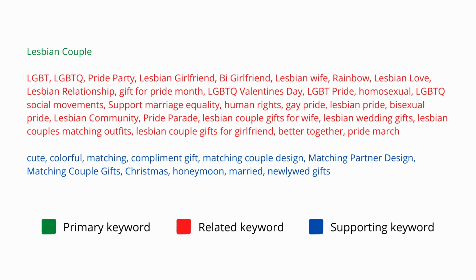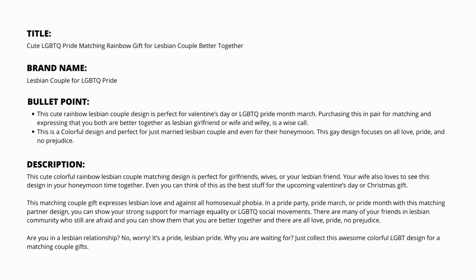Next, the blue color is for supporting keywords. Under supporting keywords, I can see some generic terms like cute, colorful, etc. For this kind of keyword, there is huge traffic and people also love to use these terms when they search for products, like cute rainbow lesbian couple t-shirt. In this way, this type of keyword will help you find your product. To optimize your listing well, you must use all these primary, related and supporting keywords wisely. I have already written the title, brand name, bullet points and description to save time, and I'm explaining them now.